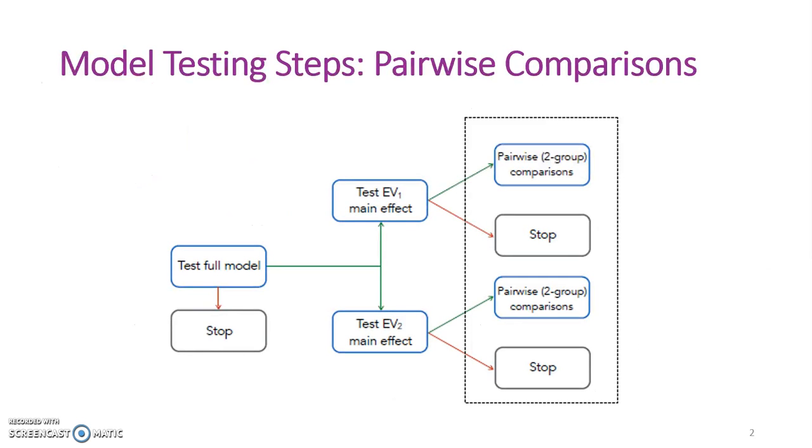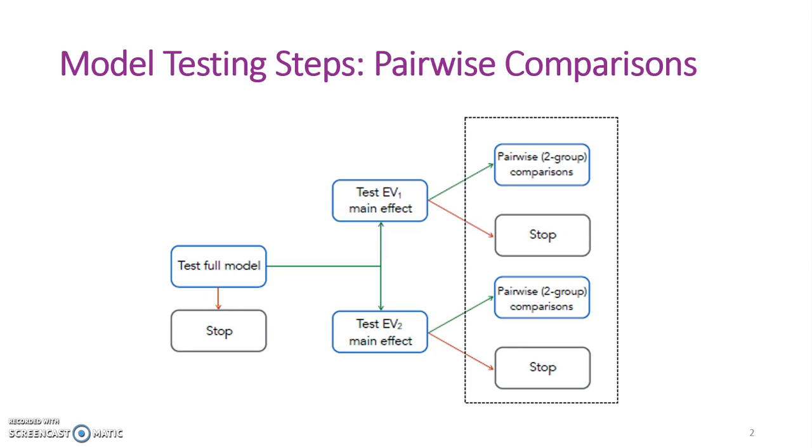So again, here's the flow chart that we've seen a few times before that gives us the model testing steps. And this is where we move into testing pairwise comparisons. If you test the main effect of one predictor and the main effect is not significant, then you stop and you don't go on to test pairwise comparisons. You conclude that that factor was not a significant predictor of the outcome. But if you do find a significant main effect, as we just did looking at the component F test for the video game condition, then we move on to pairwise comparisons or two-group comparisons.